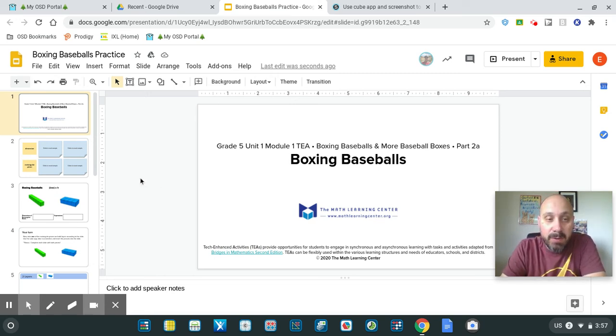And for this activity, we are going to practice that cube app some more and start building more rectangular prisms just to get the practice for that. So this one's called Boxing Baseballs.